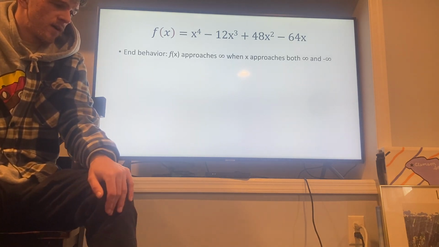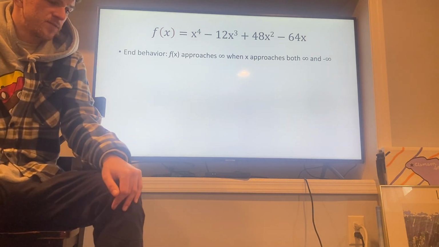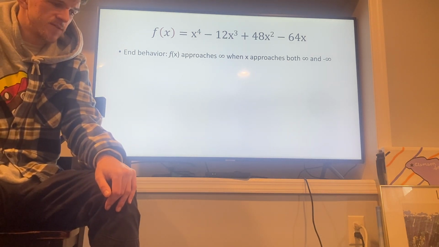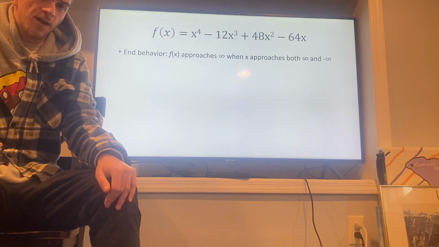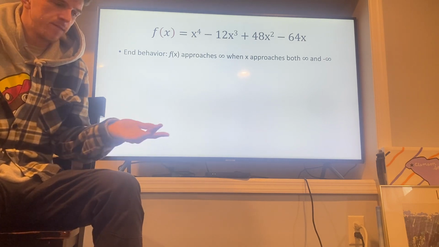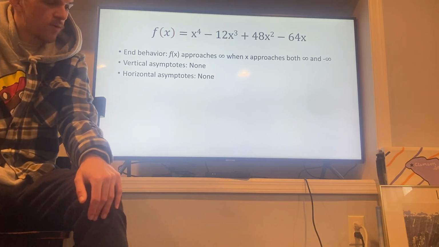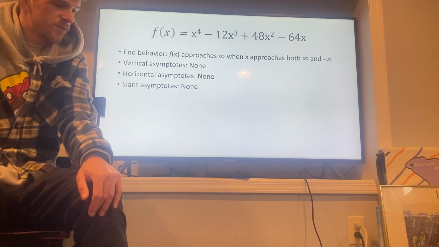Alright, so as x approaches infinity, f of x also approaches infinity, and same as x approaches negative infinity. The end behavior at both positive and negative infinity has f of x approaching infinity. No vertical asymptotes, no horizontal asymptotes, no slant asymptote.